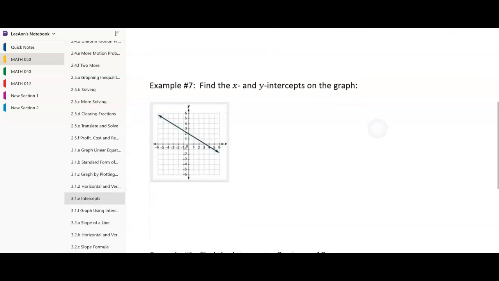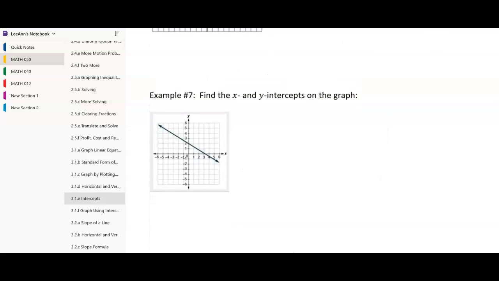Okay, so here I think they give us a picture. Find the x and y intercepts on the graph. So just like what we were doing a minute ago. So it looks like the x-intercept is right here. I don't always write out intercept, I just put int sometimes. So the x-intercept is going to be 3, 0. So it's 3 on the x-axis and then 0 for the y value.